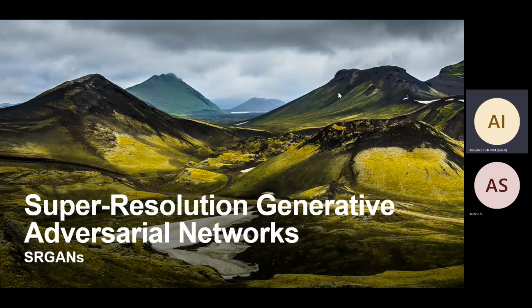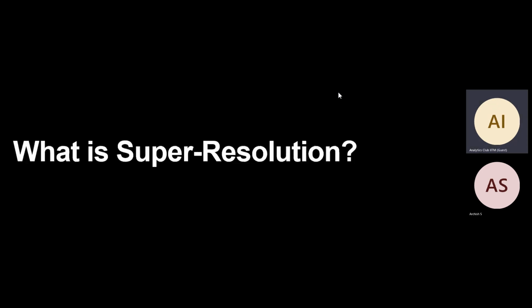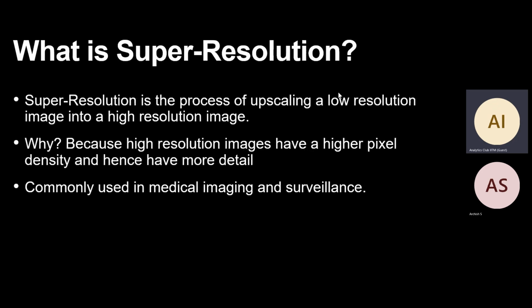Okay, so we'll get started with the first GAN for today. Today we'll be looking at SR GANs, which stands for Super Resolution Generative Adversarial Networks. So what is super resolution? Super resolution is basically you take some image that's of lower resolution and you try to increase its resolution. So you basically upscale a lower resolution image into a higher resolution image.